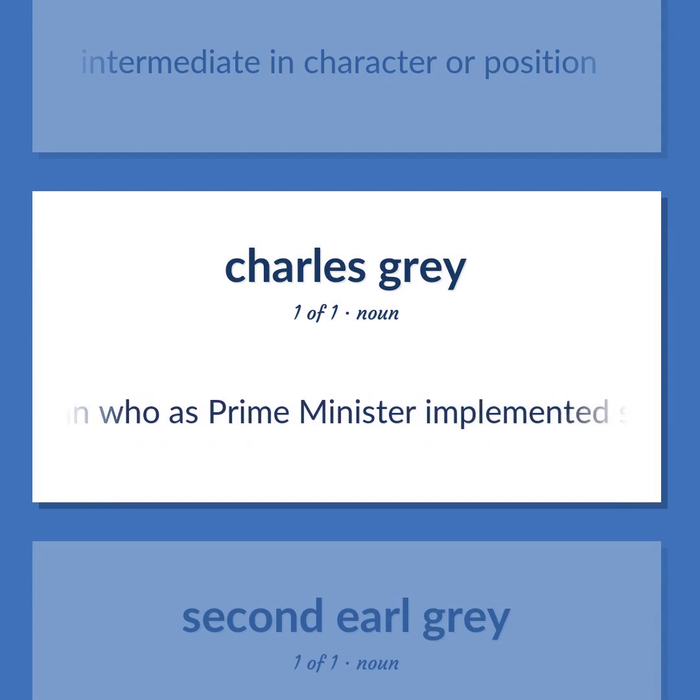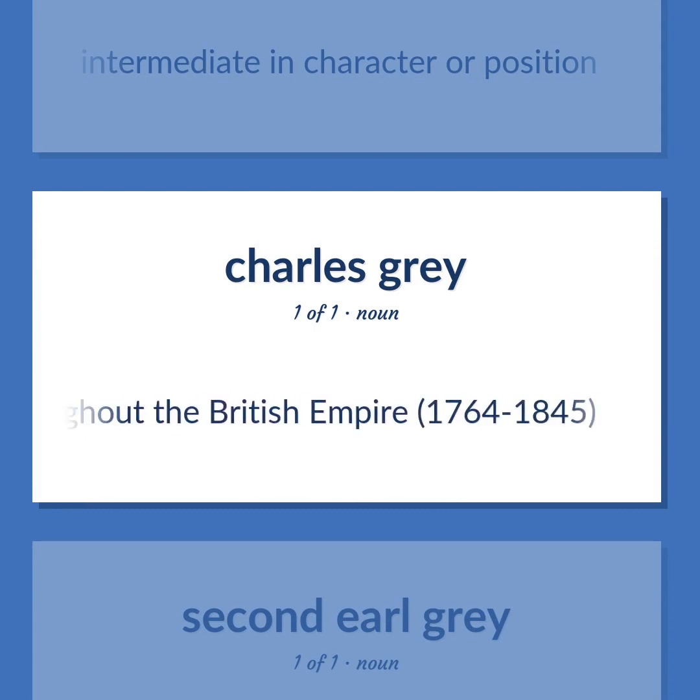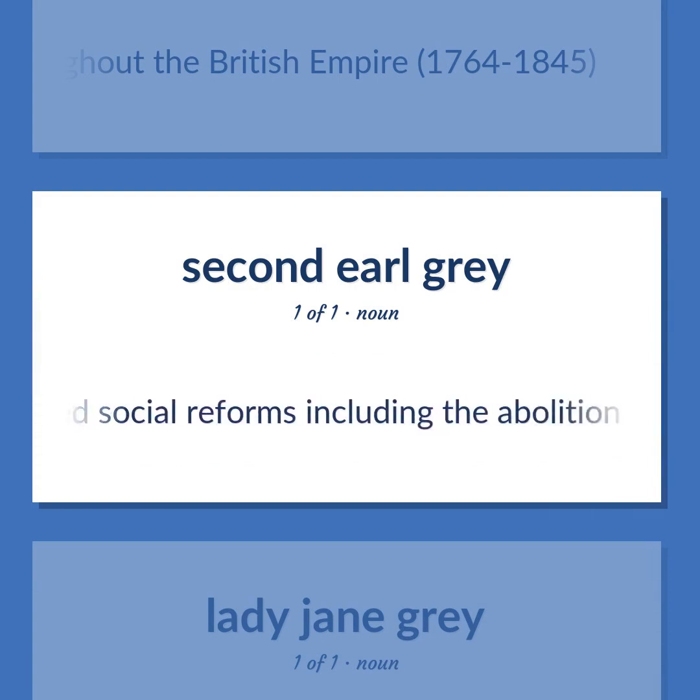Englishman who as Prime Minister implemented social reforms including the abolition of slavery throughout the British Empire, 1764 to 1845.